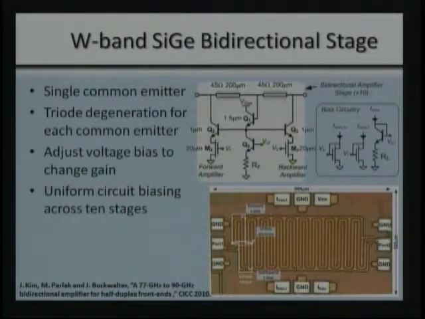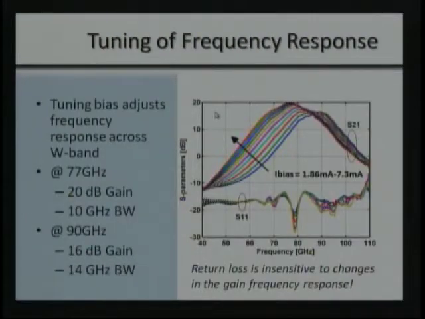Well, depending on how we bias VF, we can change the center of the frequency response by changing the delay through this feedback path. So by adding more resistance here, we essentially speed up the response. And we were able to tune this frequency response from 77 to 90 gigahertz, basically sliding this frequency response from left to right by controlling the voltage that's on those triode devices.